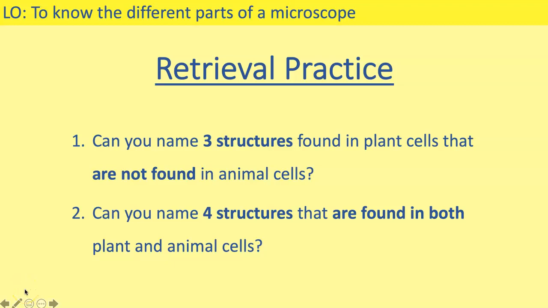Hi Year 7. Today we're going to be looking at the different parts of a microscope, but first we need knowledge organisers, paper and a pen. So please make sure you have all three before we start.